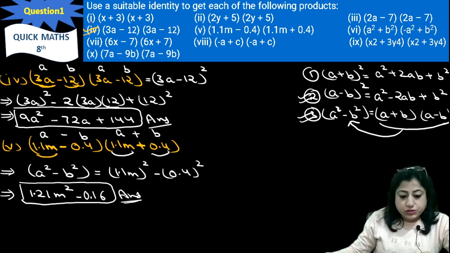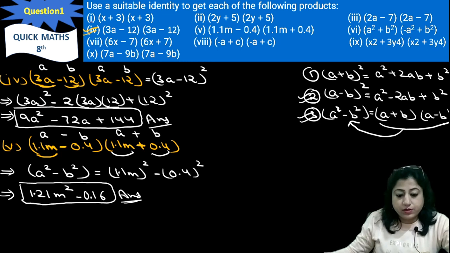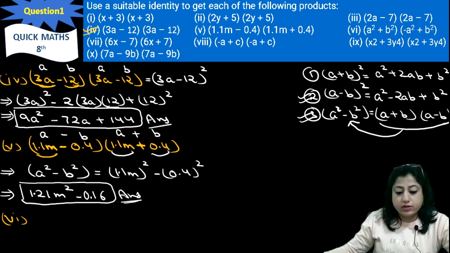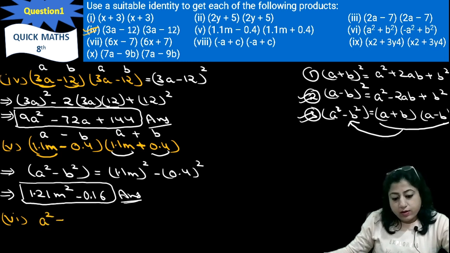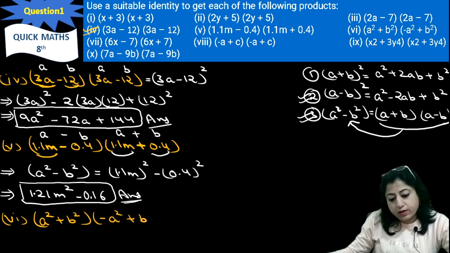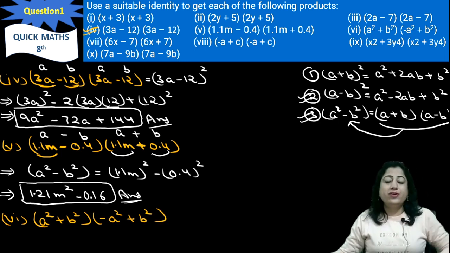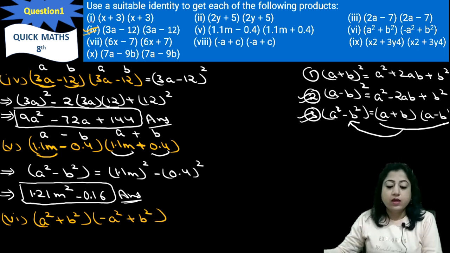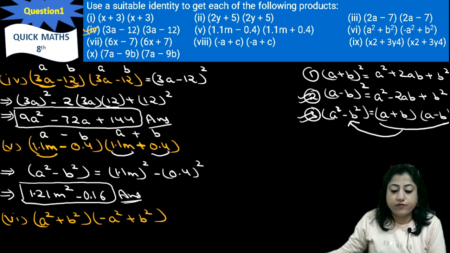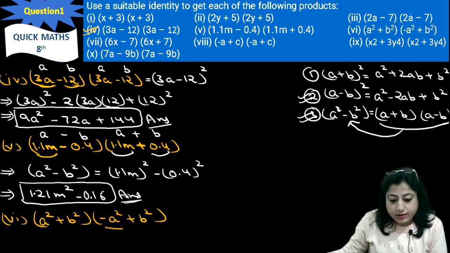Now in question number, I am taking yellow color first, in part number 6. Now the sixth part is a square plus b square and minus a square plus b square. First of all, don't get confused if minus is nearby a, the first term.